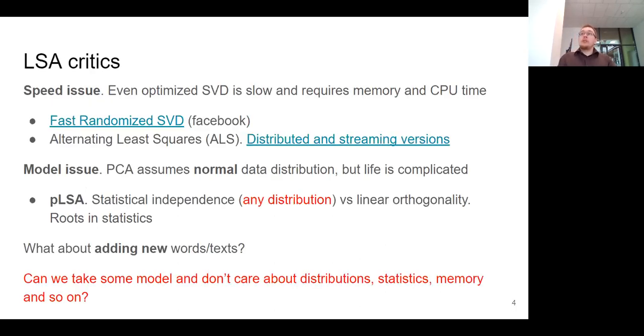Okay, the critique of LSA. LSA stands for latent semantic analysis, the procedure which is done with SVD. Of course, there is the speed issue of SVD. If you take the full-size SVD, if you want to decompose the matrix into two, it will require significant memory and CPU time. It takes, if I'm not mistaken, cubic overhead in time.